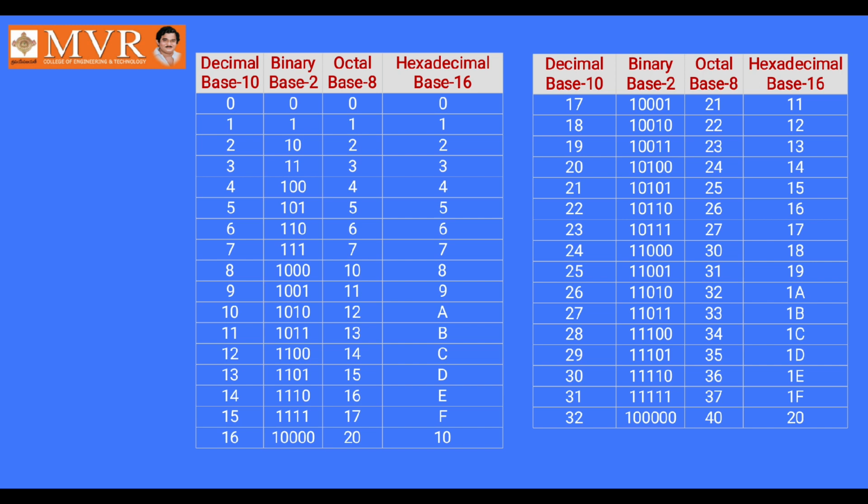After 17, how do you write? In decimal, after 9 comes 10, 11, 12. After 19, you go for 20. After 29, you go for 30. Here in octal also, after 7, you write 10. After 17, you write 20. After 27, you write 30, like that.